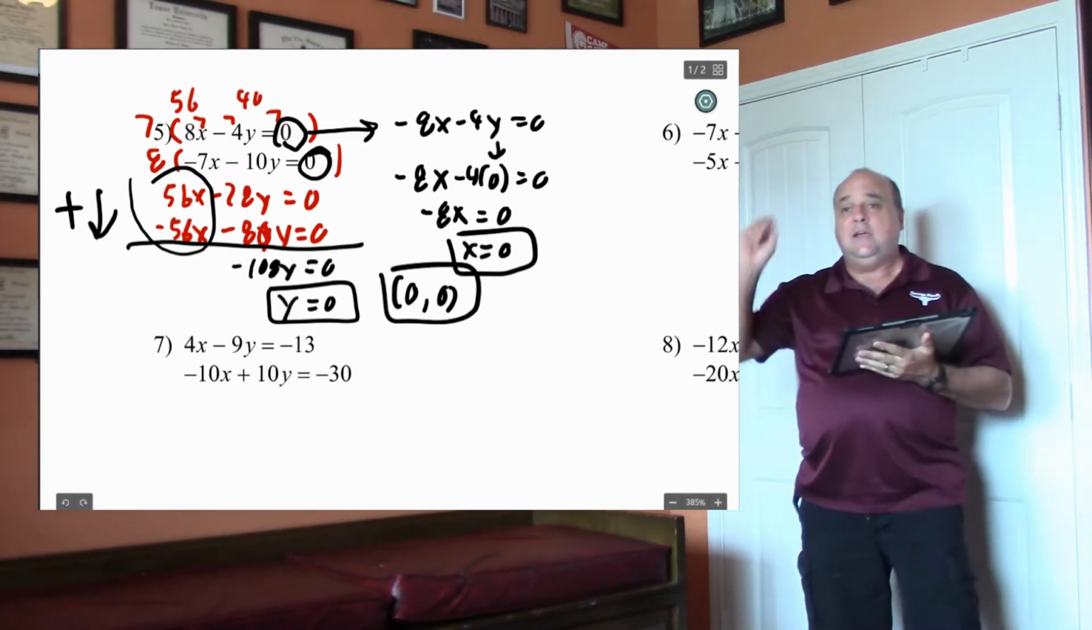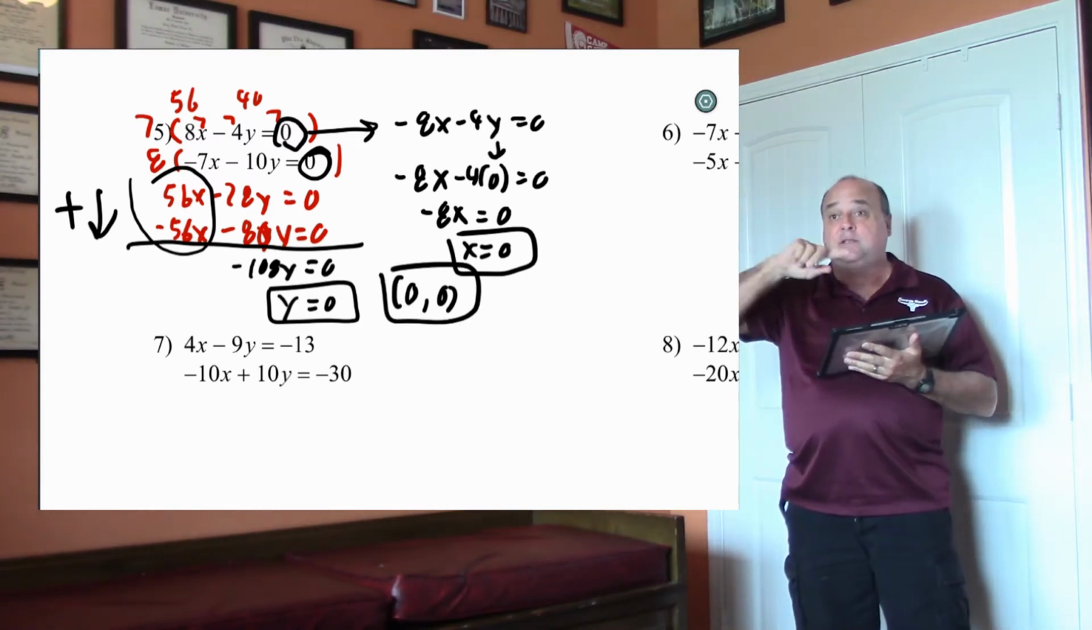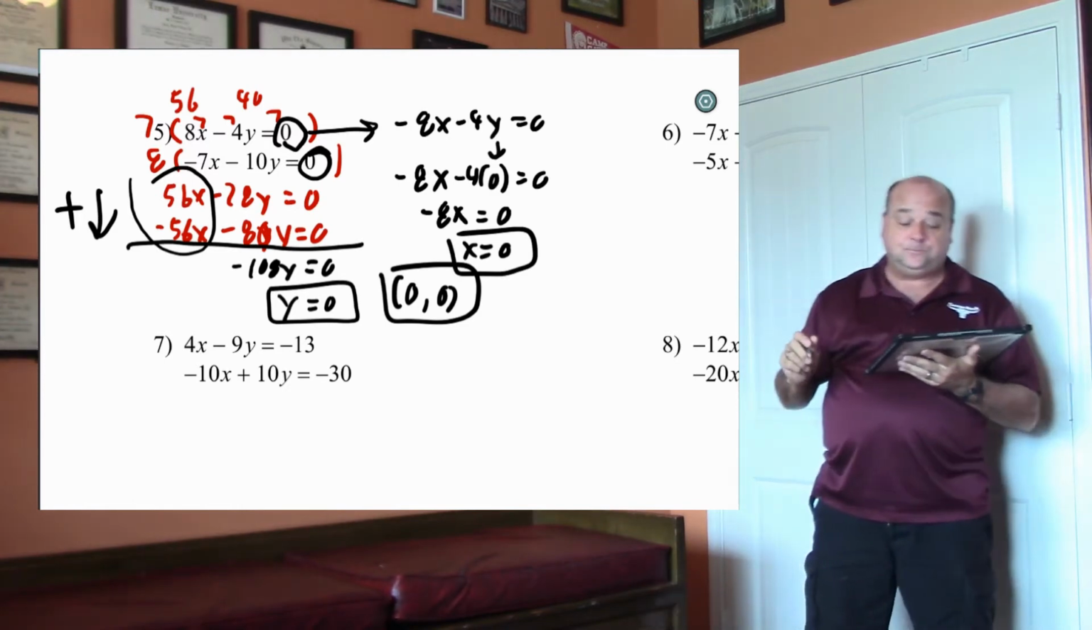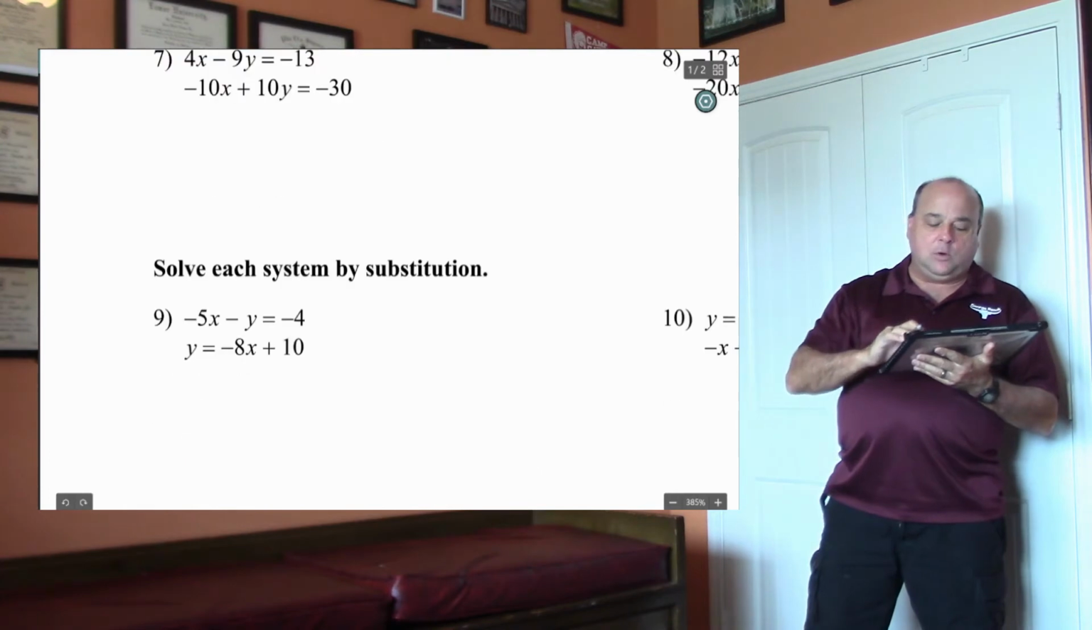Piece of cake. If a line has 0 in it, it's going to go through the origin. If it has 0 for C, and it's in standard. Okay, let's keep going down.